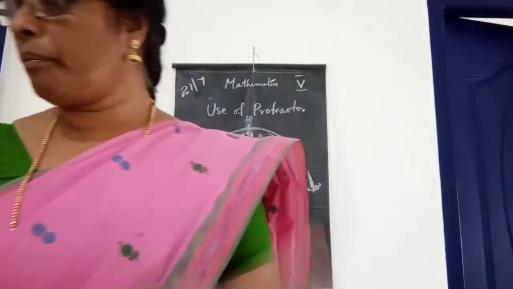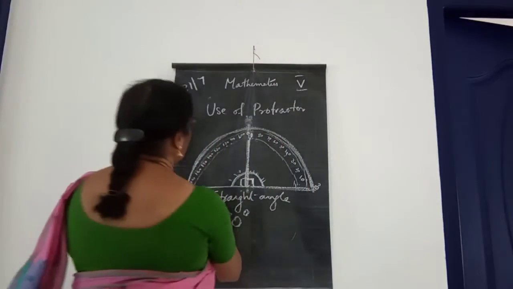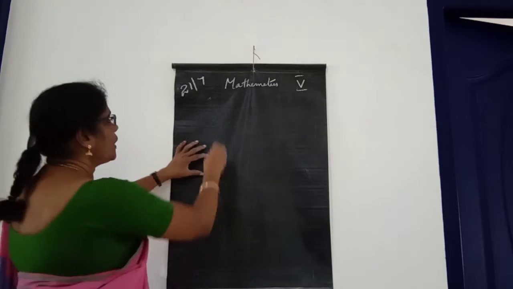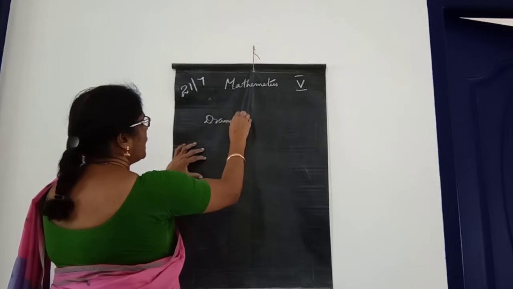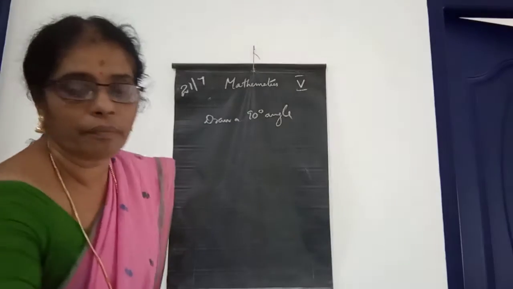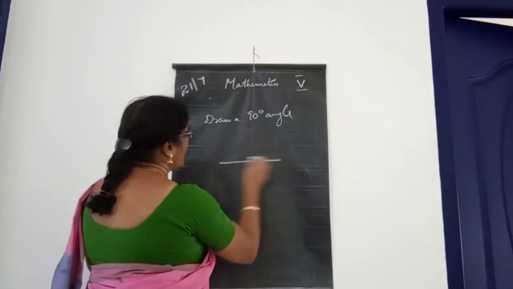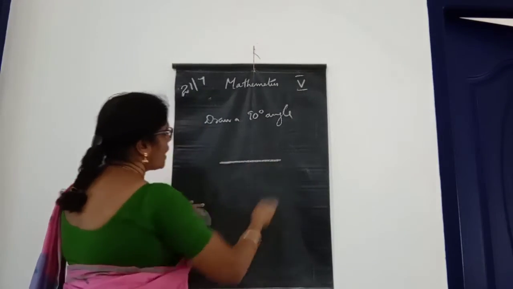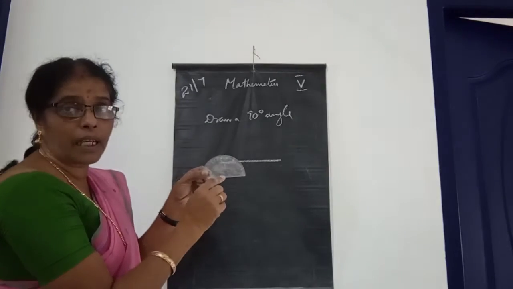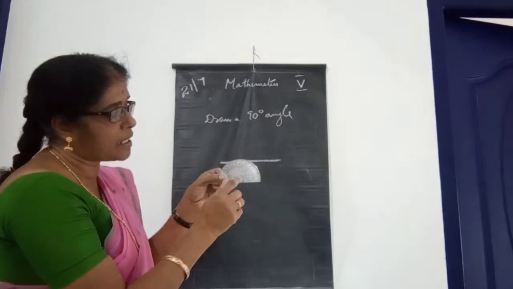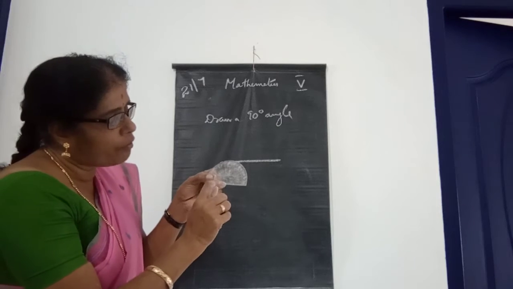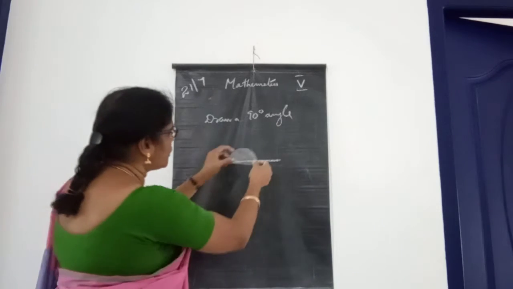So we can make use of this protractor to draw a 90 degree angle. Take your protractor and draw one line. In the middle of the protractor, as I told you, you can see a sun and one line. That is the vertex.